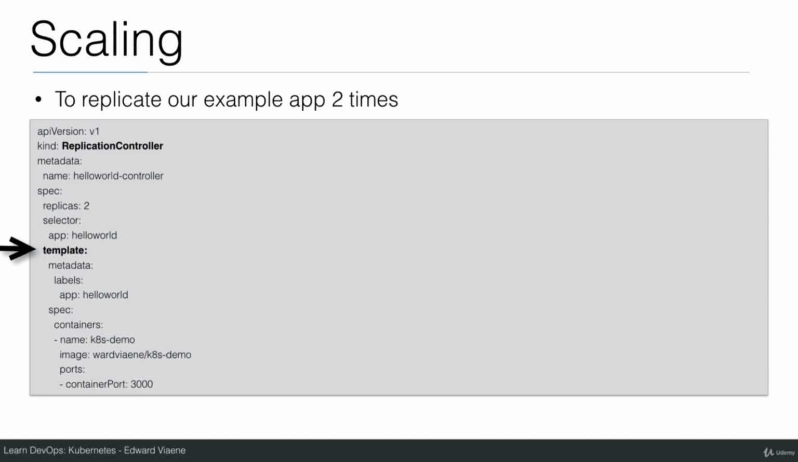Then we have a template. Here goes our pod definition. The pod definition also has metadata. We have the label, the same one as you saw under the selector, and then we have the pod specification. We still have one container with the name Kubernetes Demo and an image, and we expose port 3000. What the replication controller is going to do in this case is just run 2 times the pod that is defined in the template. How this works on a Kubernetes cluster, I'm going to show you in the next demo.